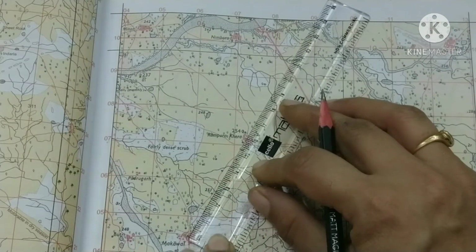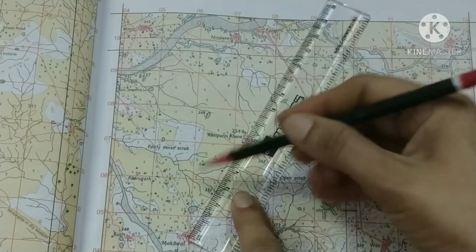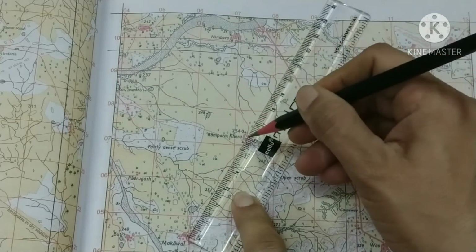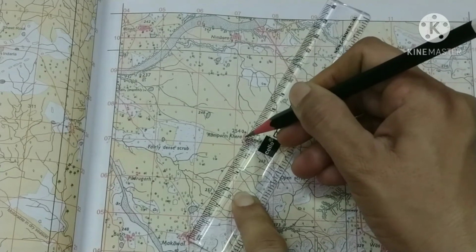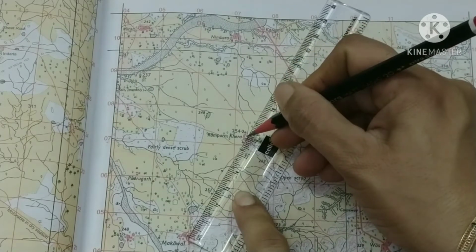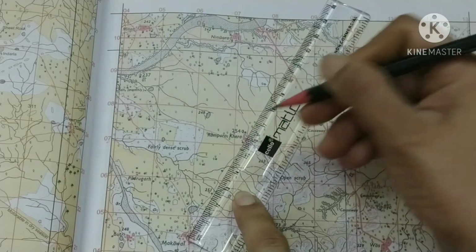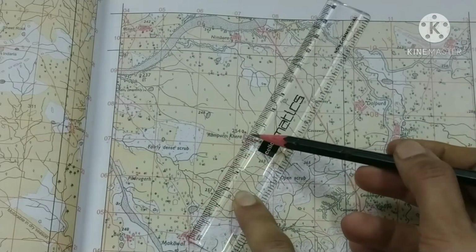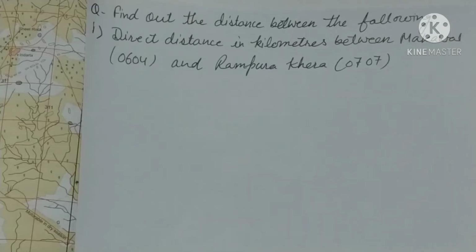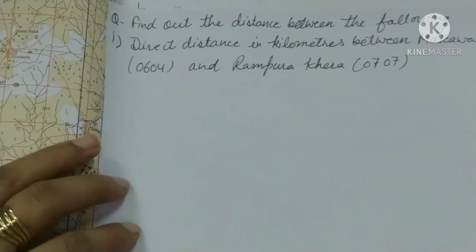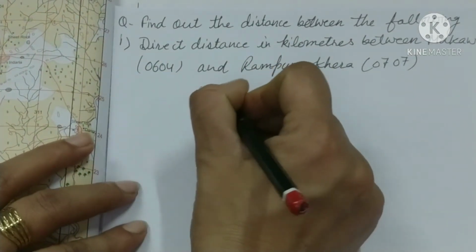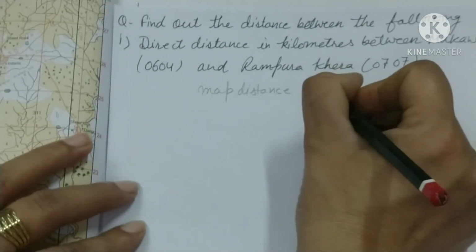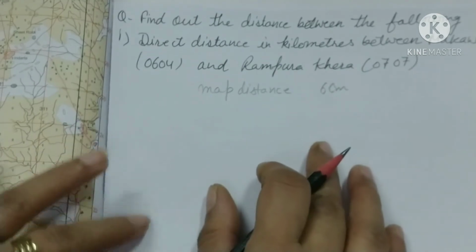As you can see, the distance between Makawal and Rampura Khera is 6 centimeter. The 6 centimeter comes right to the center of Rampura Khera. So we will take 6 centimeter. The distance between Makawal and Rampura Khera is 6 centimeter. Now we have the map distance. The map distance is 6 centimeter.